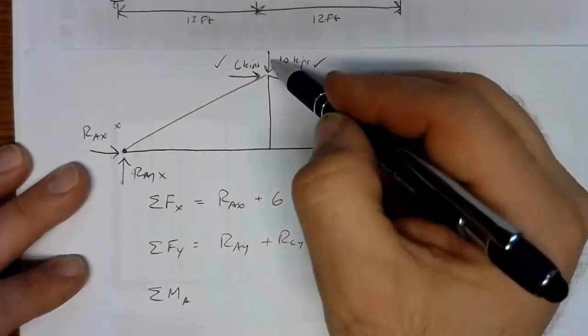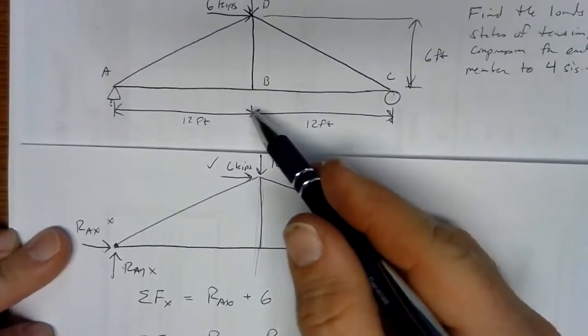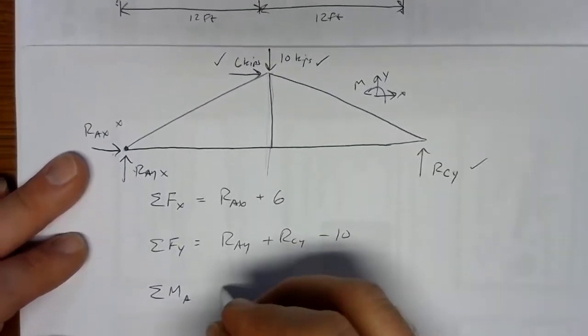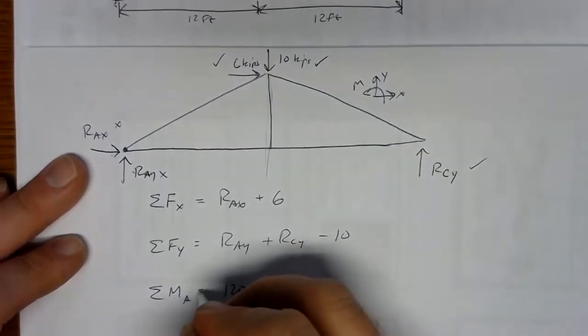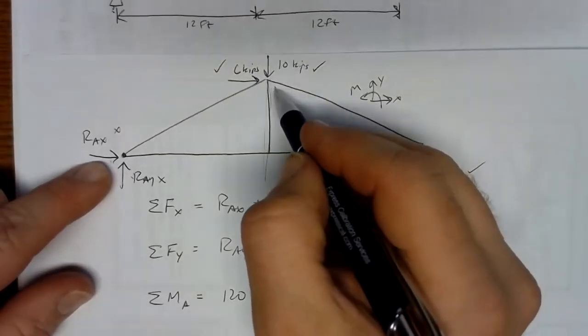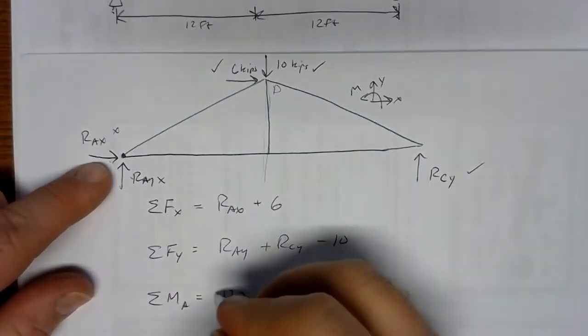Now, the 10 kip force, its line of action is right down through the middle, and according to our drawing, that's 12 feet from A. So we have 12 feet times 10 kips, that's 120 kip feet. If we pin at A and push down at D, we'll get a clockwise moment, and clockwise moments are negative.